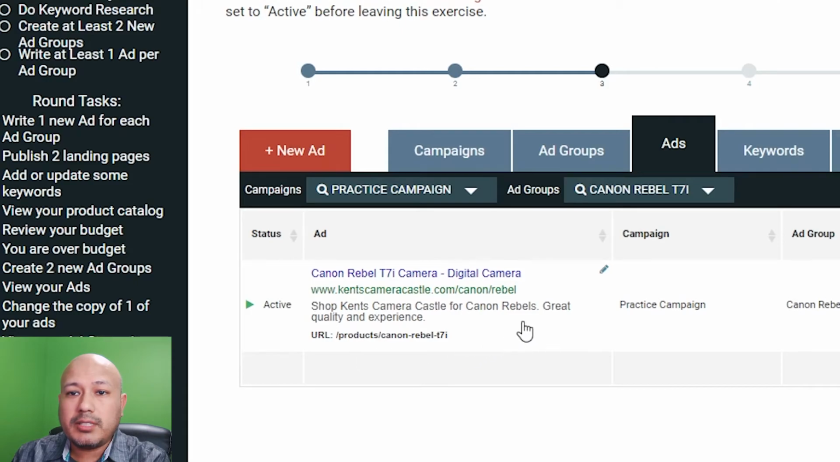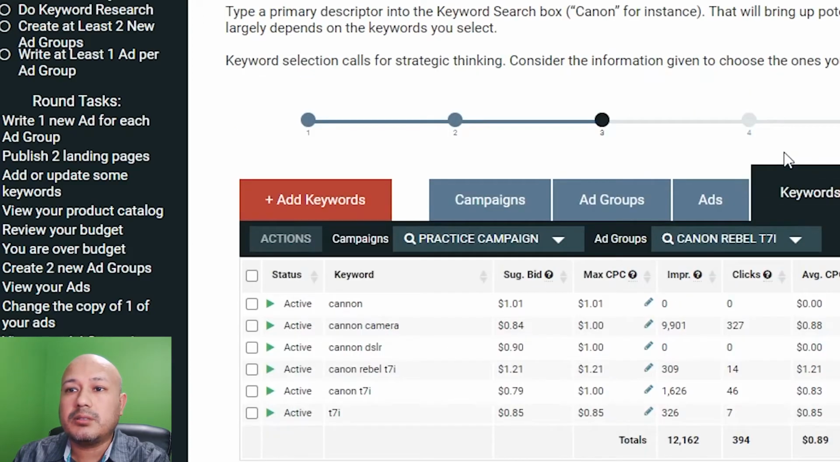So one of the things that I would say here is include your unique value propositions and call to action, right? So that would be something that could make this particular advertisement better, but a good job in terms of associating the keywords with the advertisement itself.